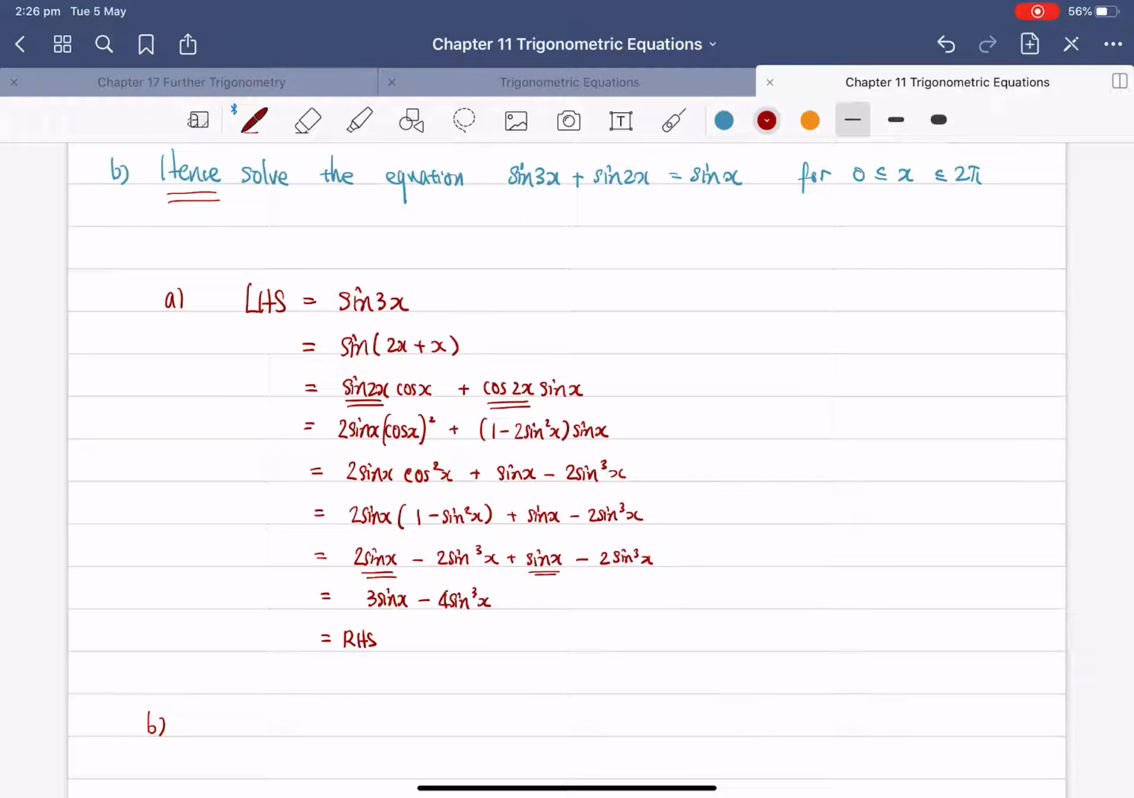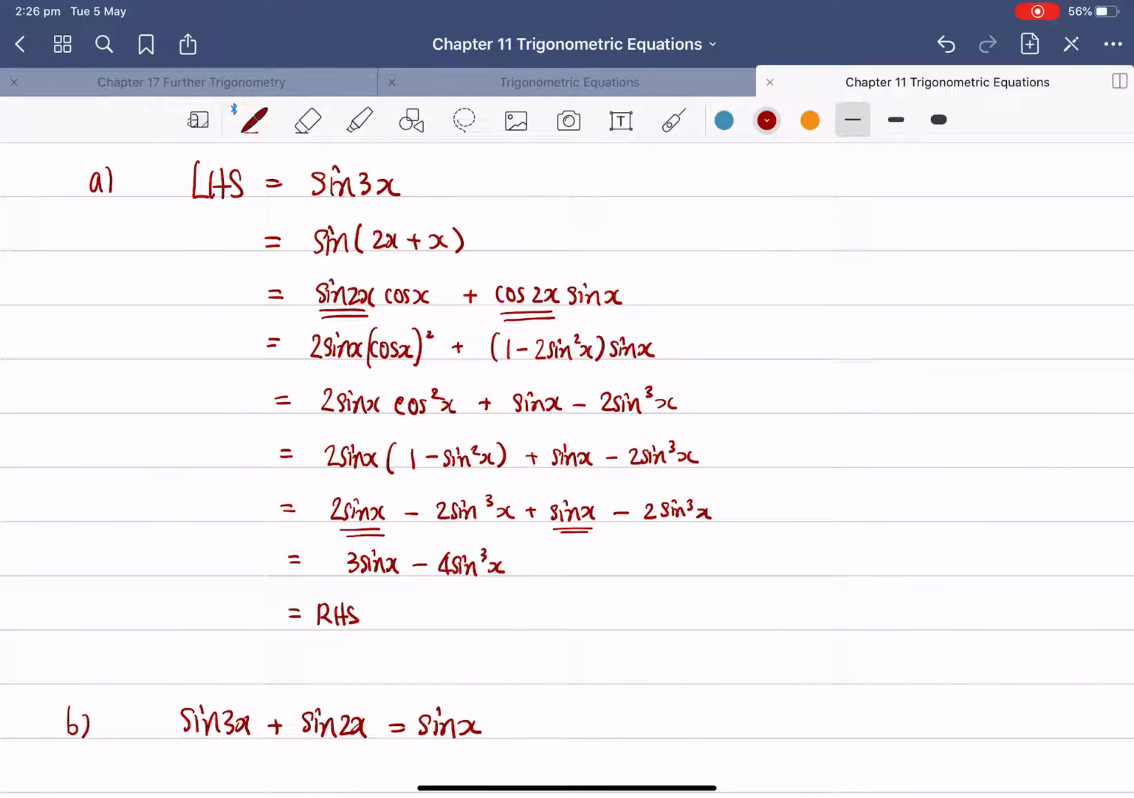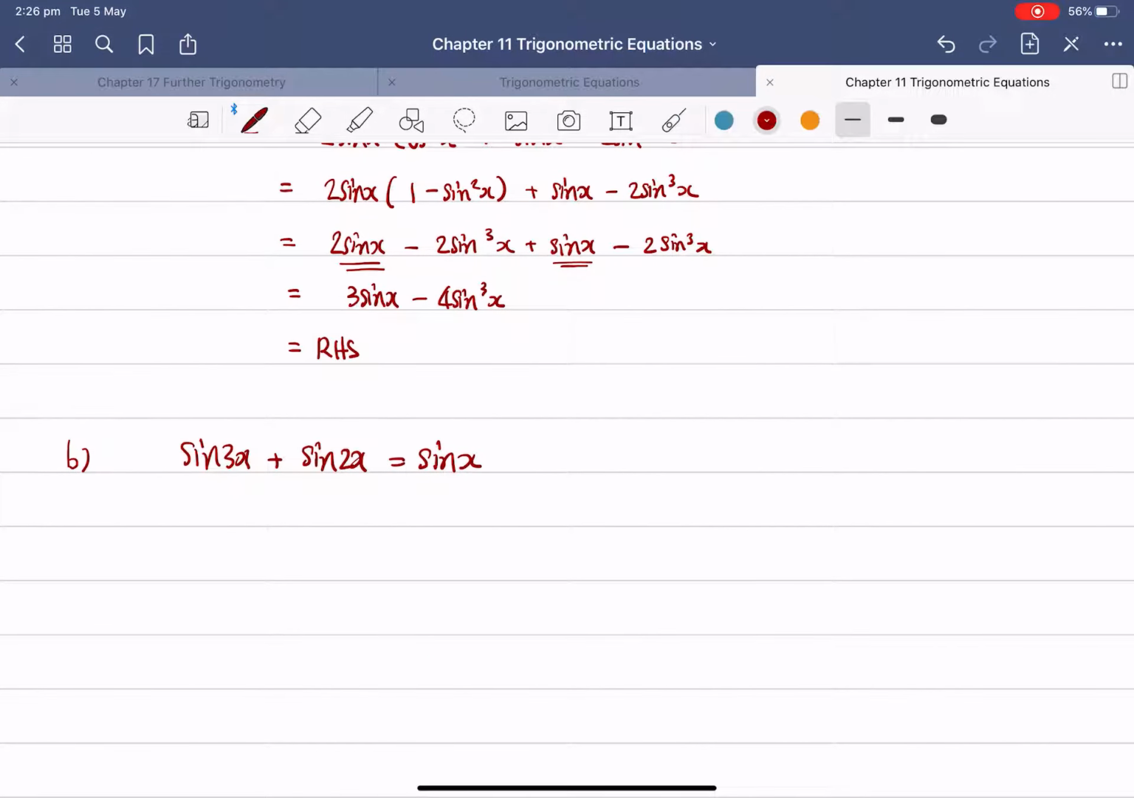So to solve that sine 3x, I'm just going to copy the question down. To solve this question here, we need to use the previous answer that we got. The previous answer tells you that sine 3x is equal to that, and then we just need to replace that into here. So let's do it. That becomes 3 sine x minus 4 sine cubed x plus sine 2x is equal to sine x.